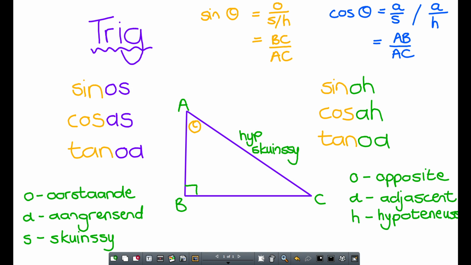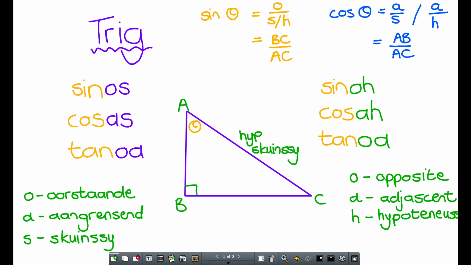Kom ons gaan maar gou volgende bladsytjie toe. Ek gaan gou sê tan. Kan ek maar skip? Sal iemand dit nog skryf? Okay, let's do tan theta. Okay, nou tan is mos tanua, so oorstaande oor aangrensend. Nee, opposite over adjacent. Do you guys agree?